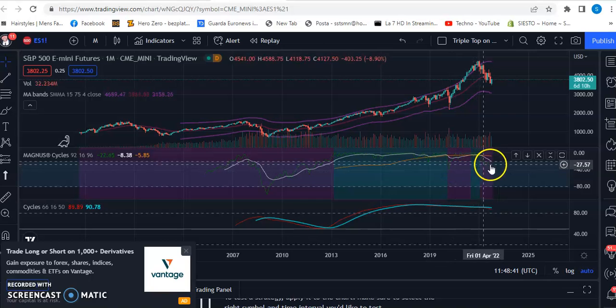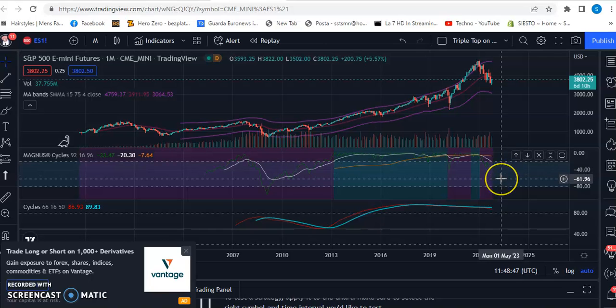Now, if we analyze the manual cycles, we see that for the very first time the white curve is crossing below this upper threshold, which is a very negative signal. Still, we have a lot of momentum for a downtrend, for further weakness.